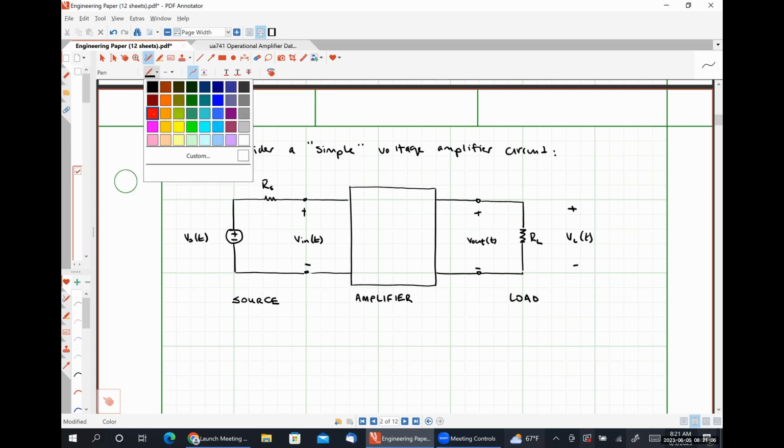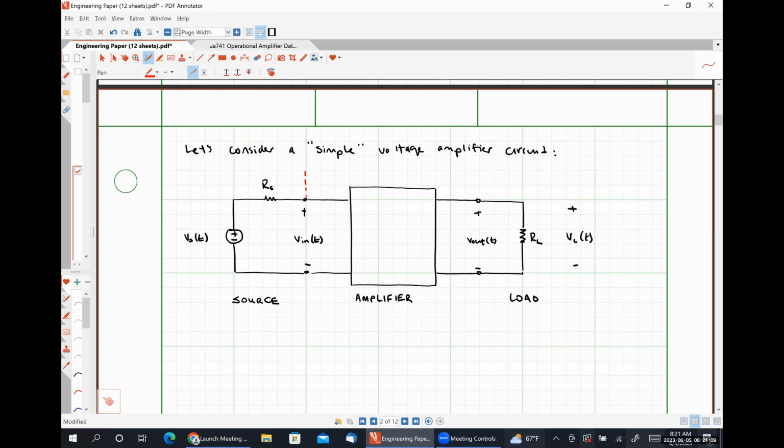And I've effectively broken this simple amplifier circuit down into three discrete parts, right? We have our source, which is used to generate the signal that our amplifier takes in. Our amplifier then processes this input signal to create the output signal. And then the output signal drives our load, in this case, RL, and we have some measured system output VL that we can look at.